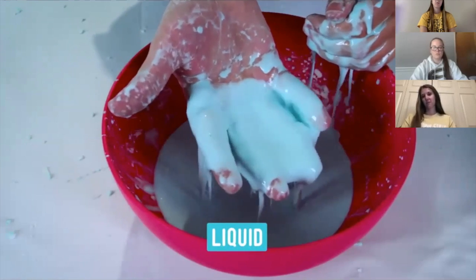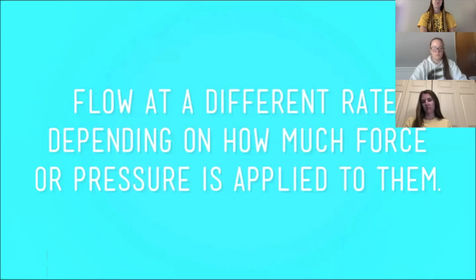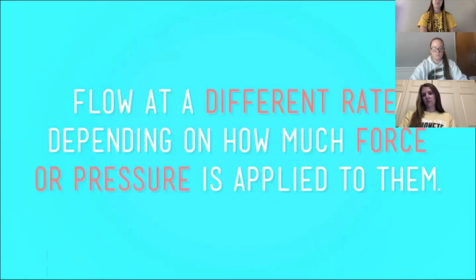All fluids have a property known as viscosity, which is basically the rate at which a fluid flows. And Newtonian fluids, or normal fluids, flow at a consistent rate. But non-Newtonian fluids, or non-normal fluids, flow at a different rate depending on how much force or pressure is applied to them. So your Oobleck flows at a much slower rate when pressure is applied to it, acting like a solid. But when the pressure is removed, it flows faster and behaves like a liquid. Good for you, Oobleck. Being normal is overrated, right?